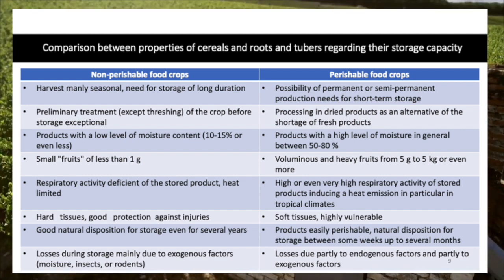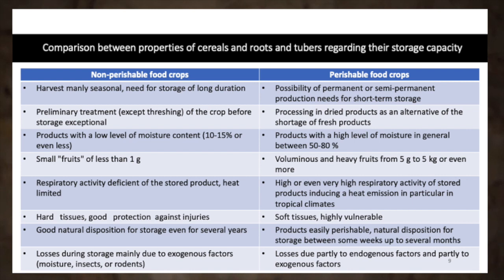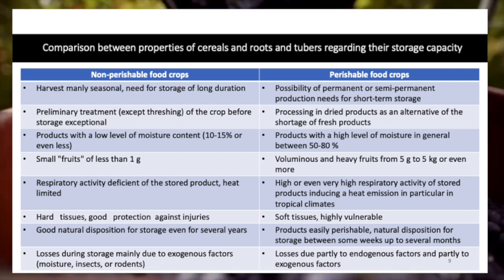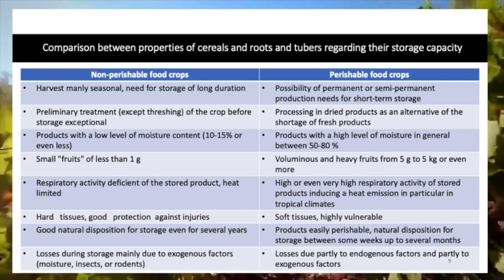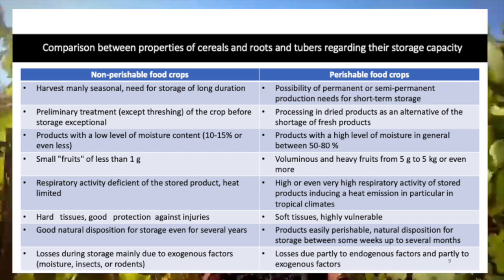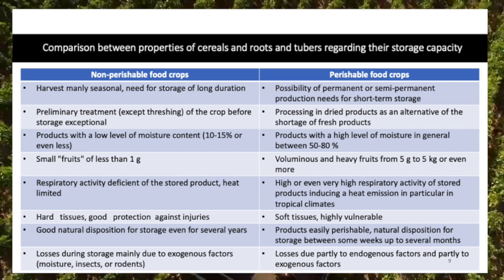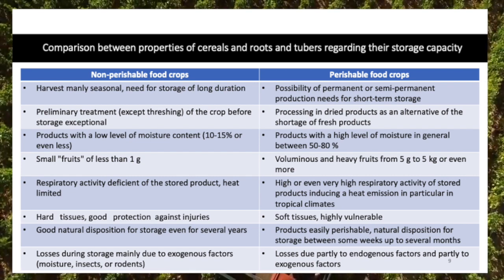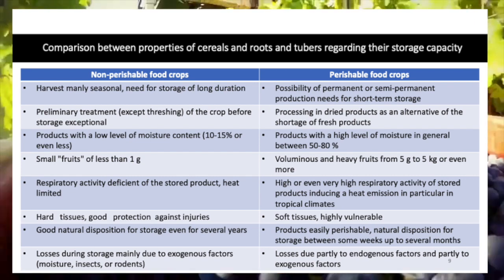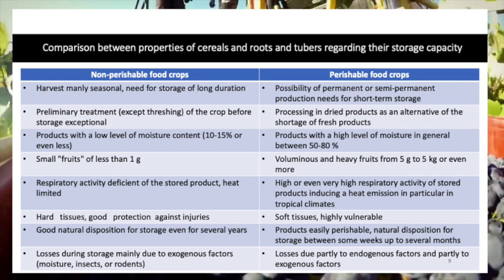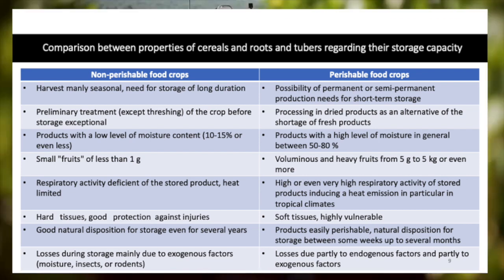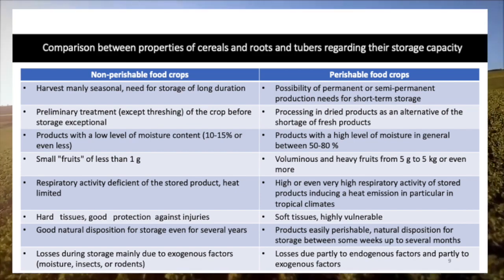For non-perishable food crops, the seasonal harvest commonly needs a long storage duration. Preliminary treatment before storage is exceptional. They have hard tissues and long natural disposition periods, and losses during storage are mainly due to exogenous factors. However, the perishable food crops commonly need short-term storage, need a drying process as an alternative, have soft tissues and a short natural disposition period, and losses during storage are partly due to endogenous factors.